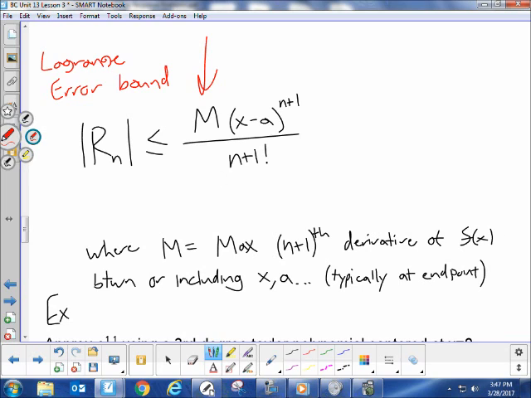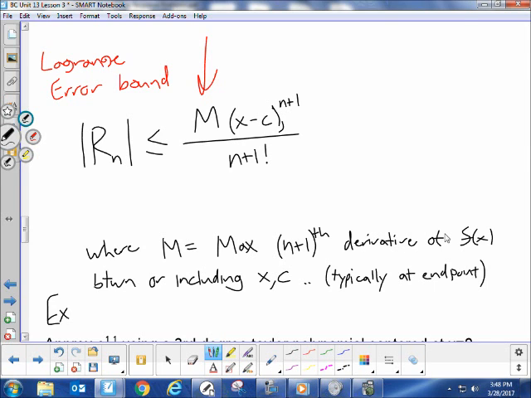And maybe not use A, we use C sometimes, use A other times. I like using C, centered at C. And typically the maximum value, this M, is at either X or C. It's typically at an endpoint.